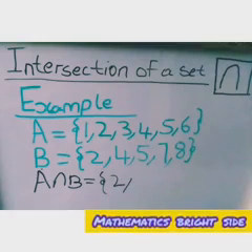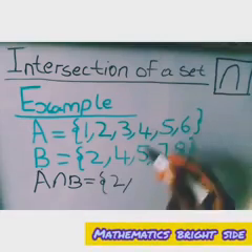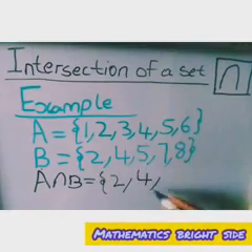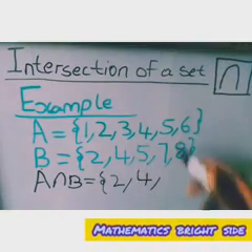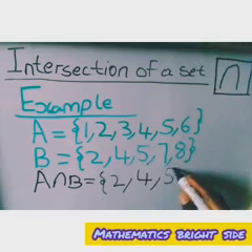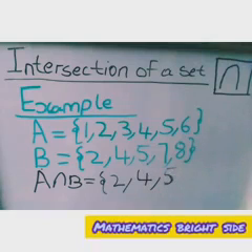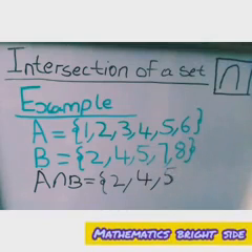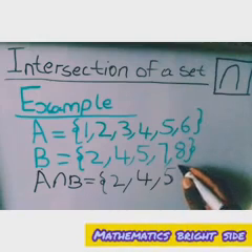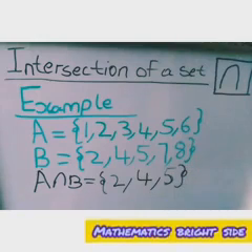Looking for another one, we can see that 4 is also here, 4 is here also. So we're going to put 4 as our second common element. Let's look for more. You can see 5 is here, 5 is here also. So we're going to put 5 as the third one. So let's look for more. We can see that there are no other elements common to both set A and set B. So that's just it. It's very simple.